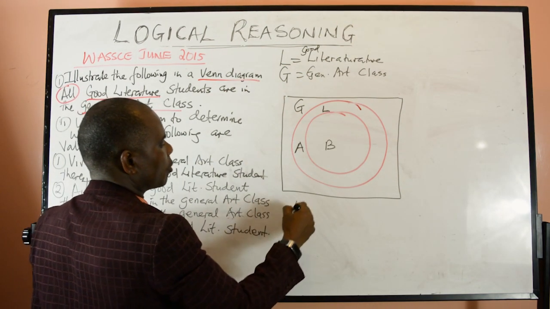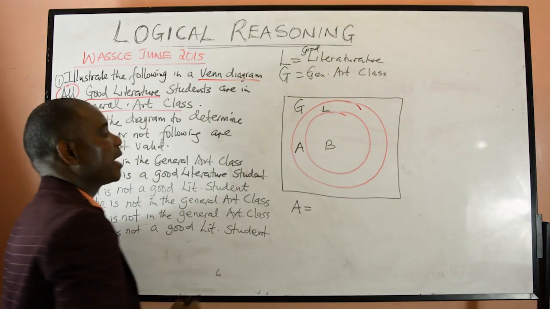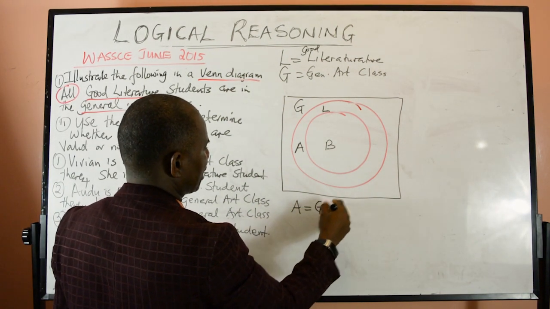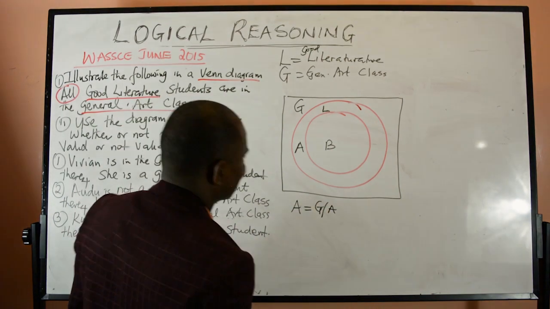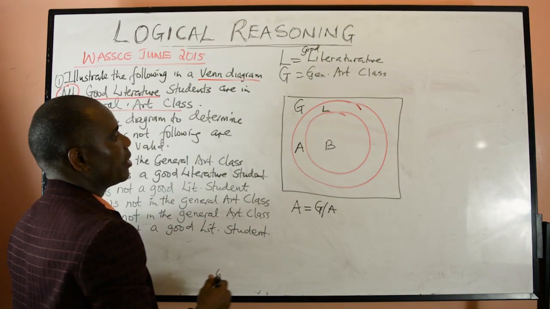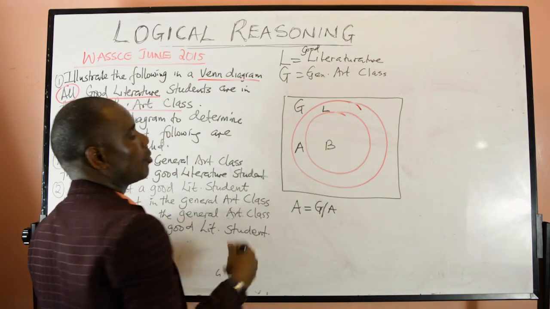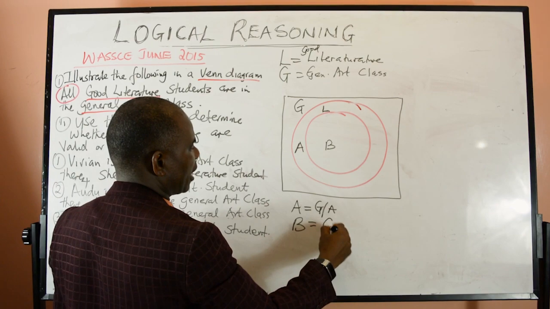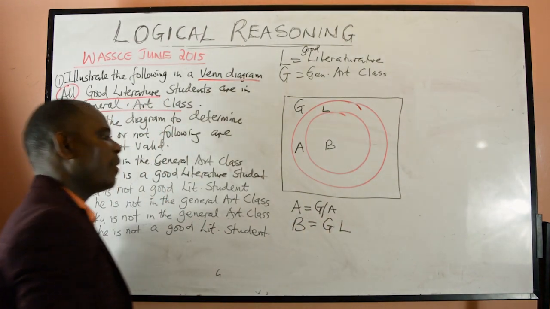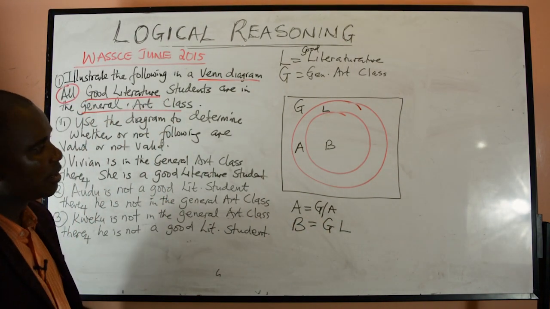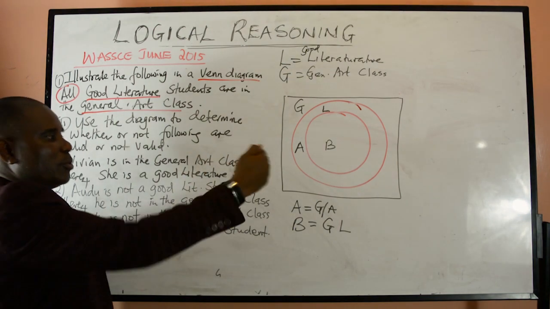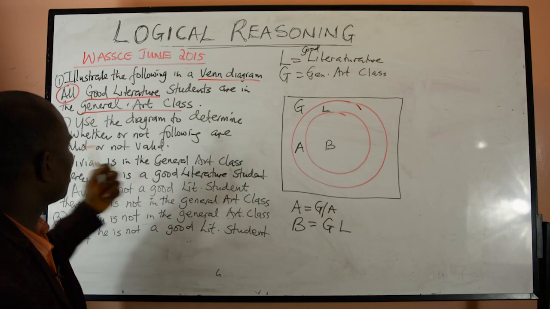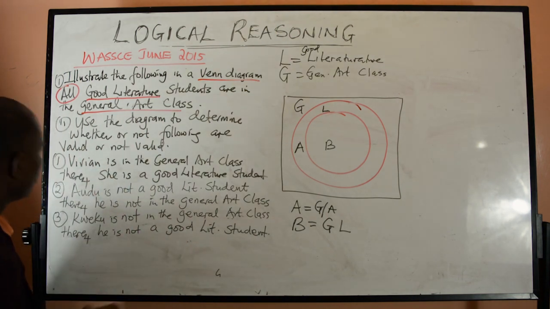So let me define the portions. A contains all general art students. The general art class, that is A, is inside that general art circle alone, and B is inside both the general art and the literature. So we have room B contains all of that. Like I told you, just define the rooms and you try to identify which characters are inside each room. So it's easy for you to now come and find the questions. So let's go with the questions now.